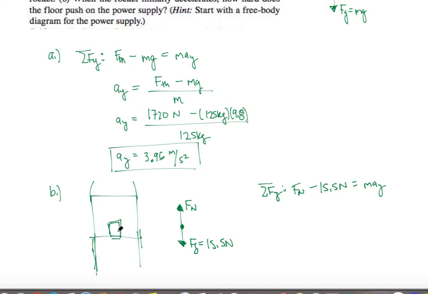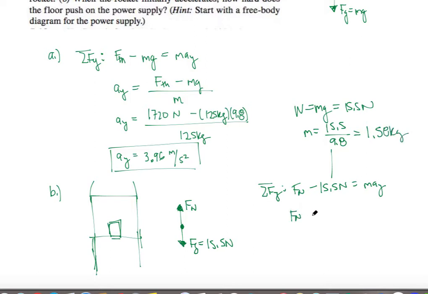Well, because this box is on the rocket that is accelerating 3.96 meters per second squared, then my ay must be identical. So the only difference here is I need to know what the mass of this object is. So because weight is equal to mg, which in this case is 15.5 newtons, my mass is going to be the 15.5 divided by the 9.8 that would be the acceleration due to gravity. So my mass in this case is just going to be 1.58, we'll round it there, kilograms.